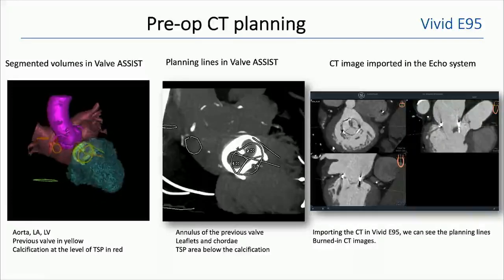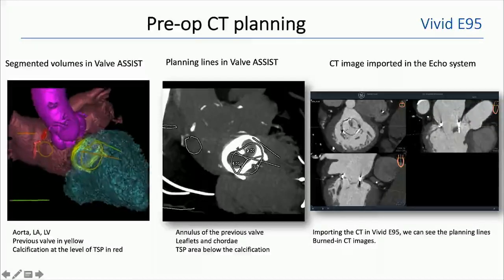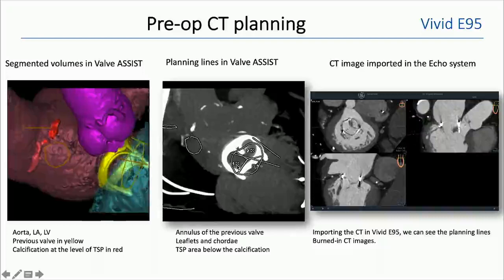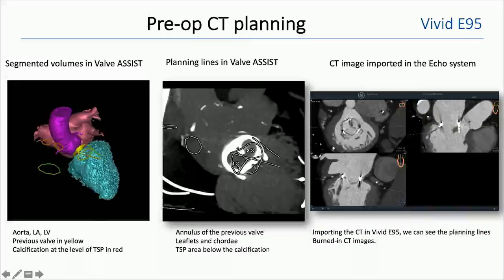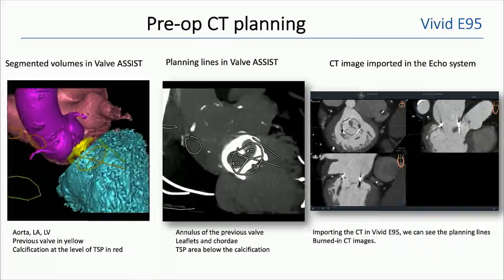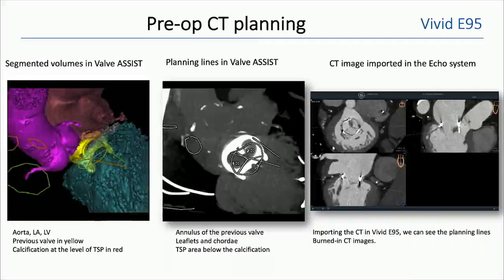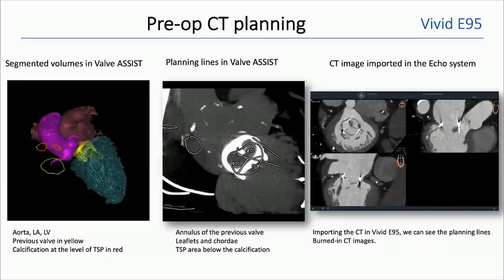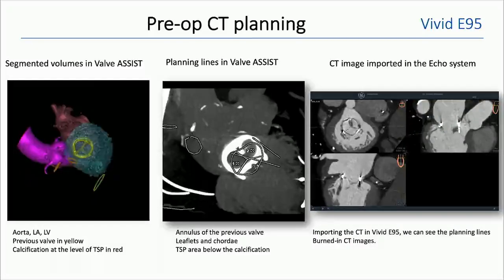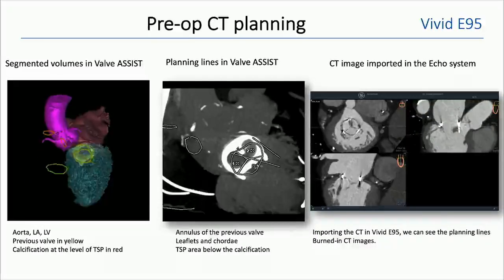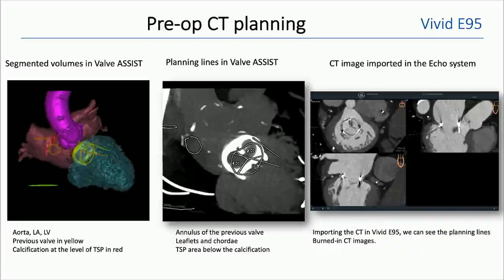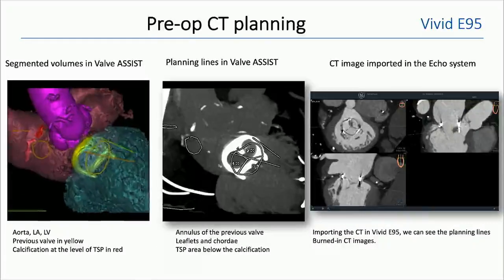Now on the middle image, what you can see again is our planning lines, and we were very fortunate that we were able to label the cusps individually so we could communicate this to our interventional cardiologist in the cardiac cath lab, to depict and denote which leaflets were of particular concern. If you recall, we had one completely restricted leaflet, one partially restricted leaflet, and one leaflet that functioned normally.